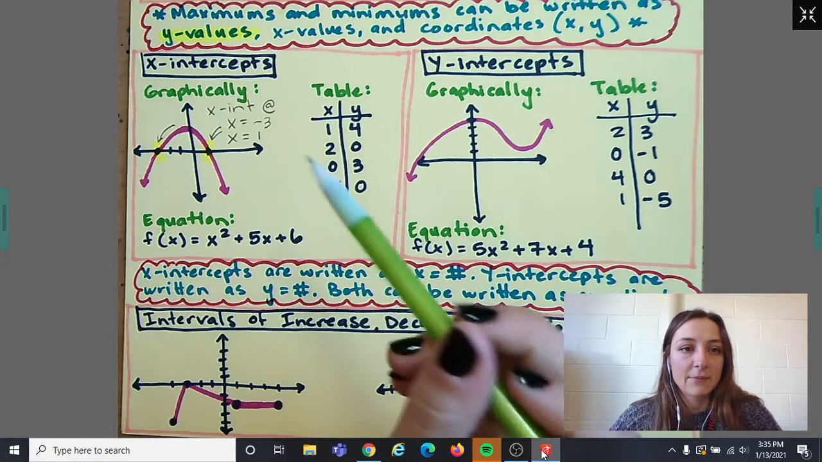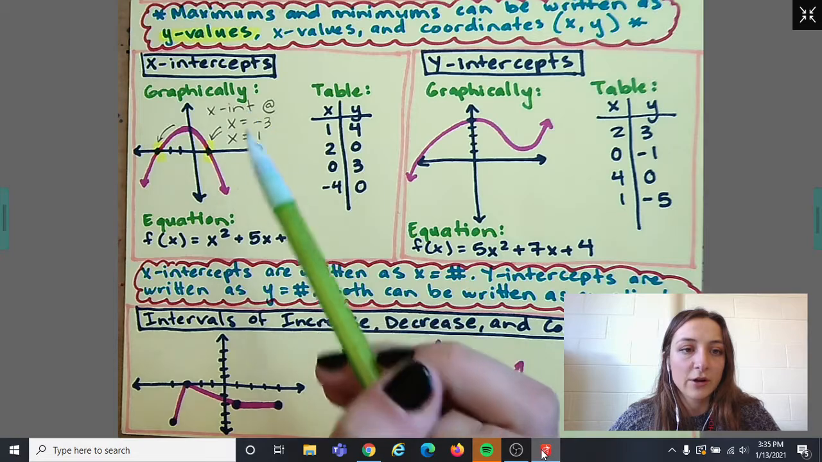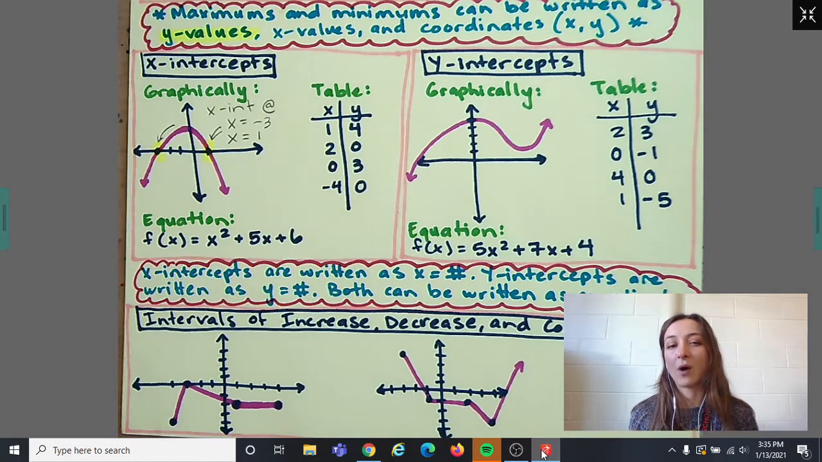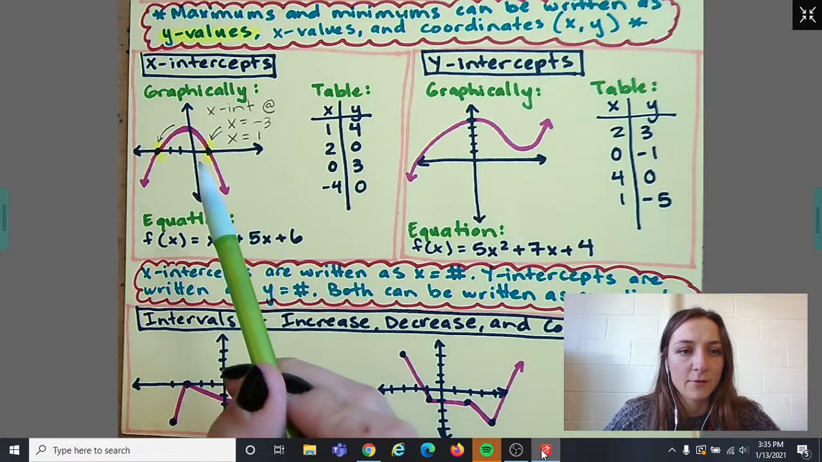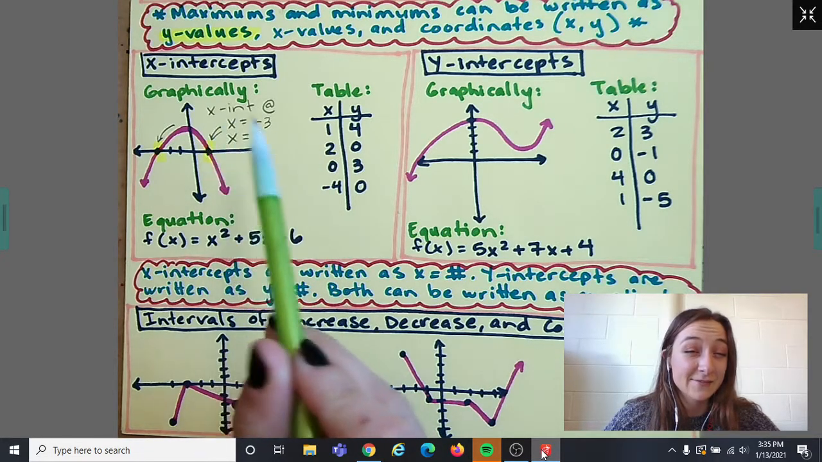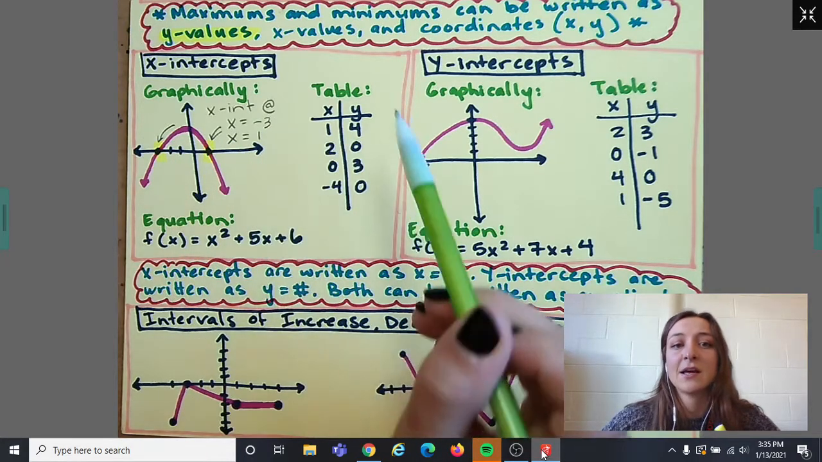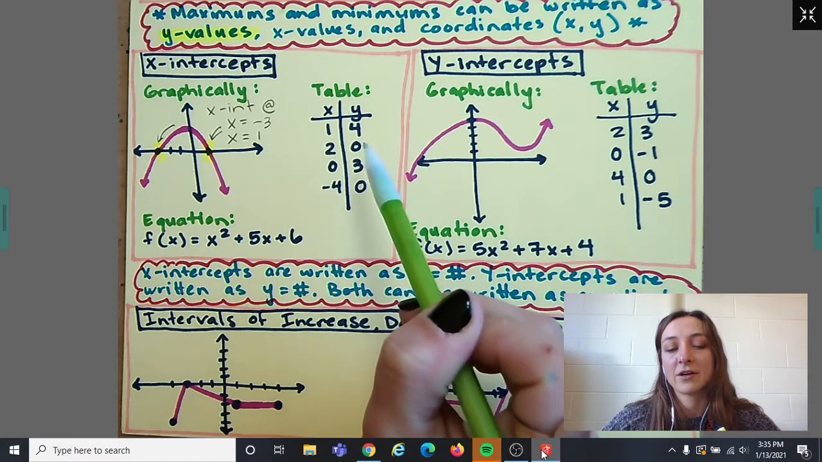Okay, now looking at the table, the x-intercepts are occurring whenever the y value is equal to 0. So since we're saying whenever the y value is equal to 0, you can also think about it as it's an x value. So one of them has to be 0, that's why it's on the x-axis. So we're looking at where the y value is equal to 0.